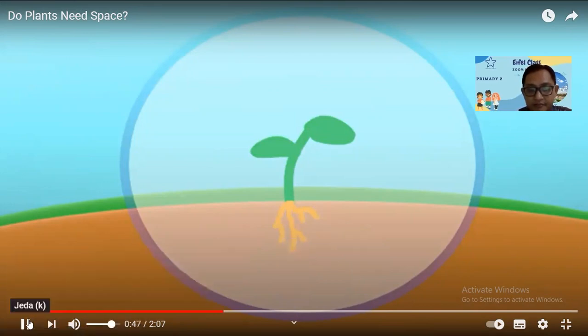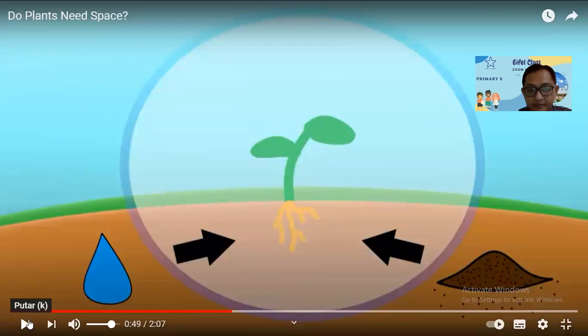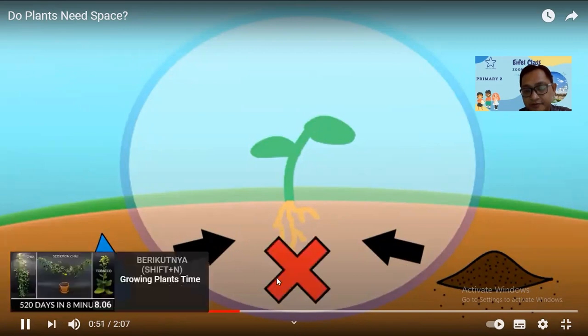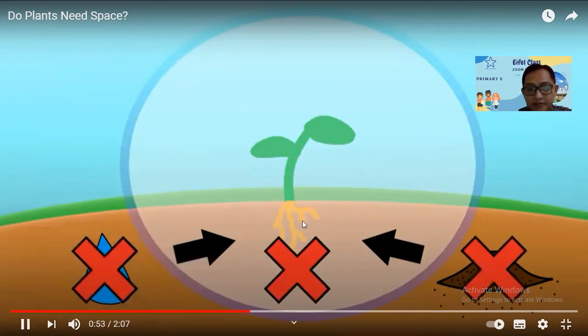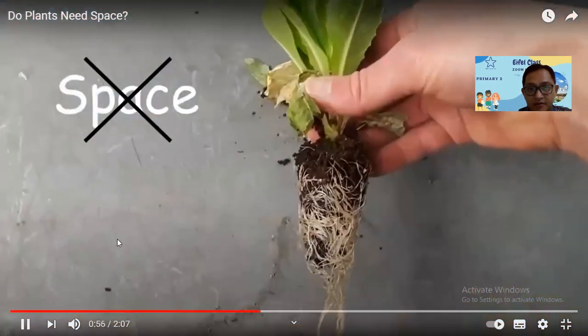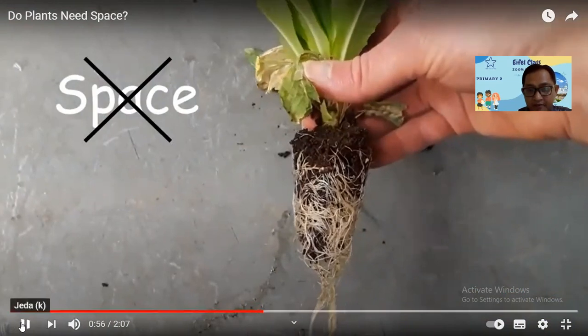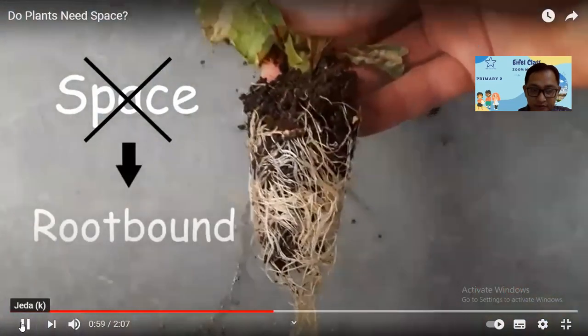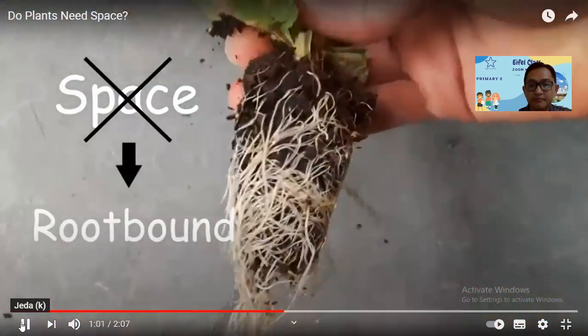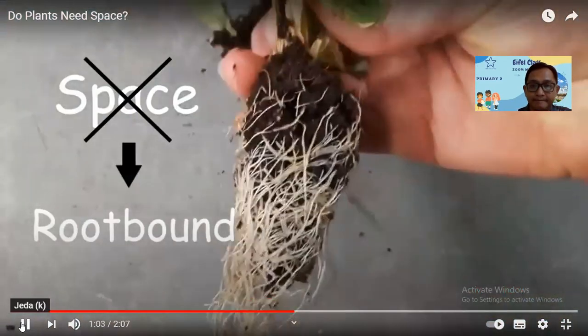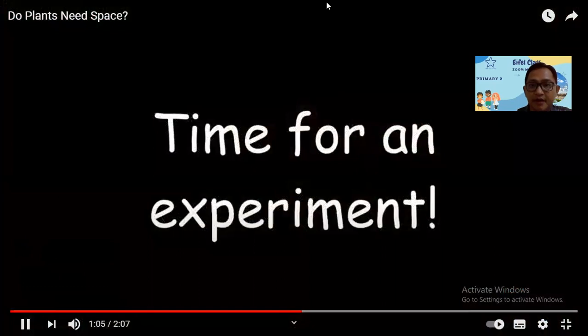Plants use their roots to take in water and nutrients. If the space is only little, they cannot absorb the water or nutrients well. They won't get enough of these essential substances. A plant that doesn't have enough space for its roots to grow can become root bound, which is when its roots get all tangled up in a knot and it basically strangles itself.